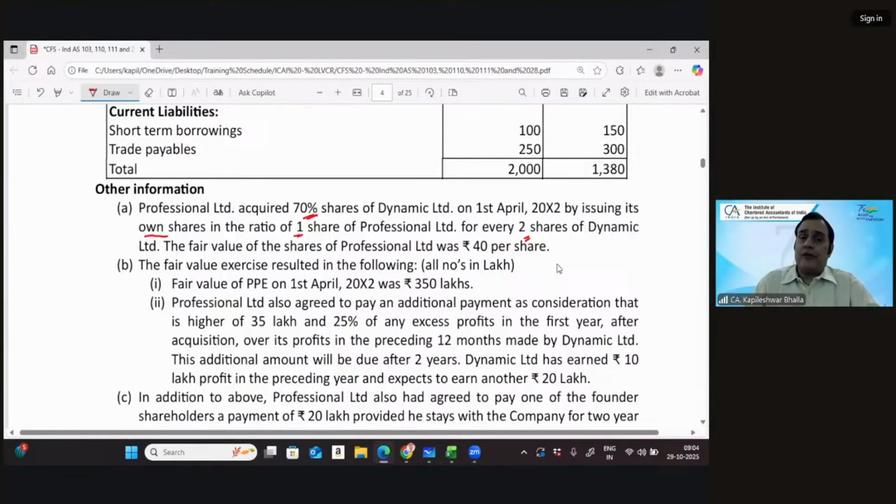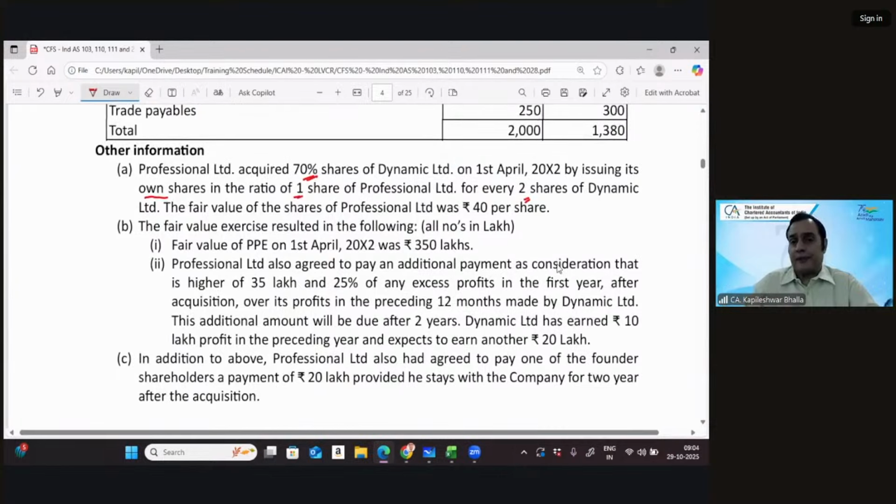Then it says the fair value exercise resulted in the following. Now we're given a fair value of the PPE, and then it also says that Professional agreed to pay an additional payment as a consideration that is higher of 35 lakhs and 25% of any excess profits in the first year. A very quick question, friends, to you. It says it is agreed that they will pay an additional amount, which is the higher of the two, 35 lakhs or 25% of any excess profit.